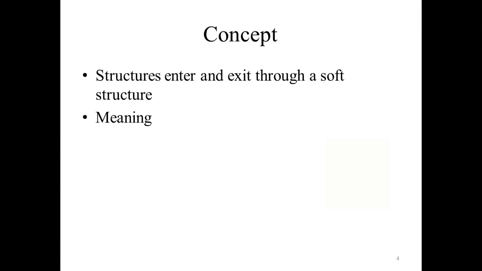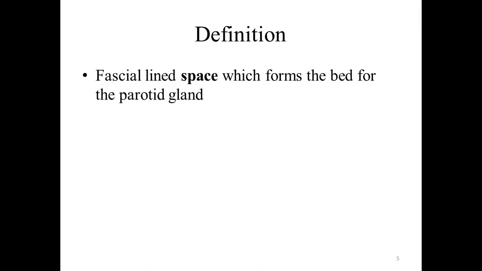So now we'll go ahead. The structures enter and exit through a soft structure. That's a concept, and we must know the meaning. Meaning we already came to know. And the structures which are entering and exiting through a soft structure, we'll see. The definition of this region: a fascial space which forms the bed for the parotid gland. So the parotid region is a space.